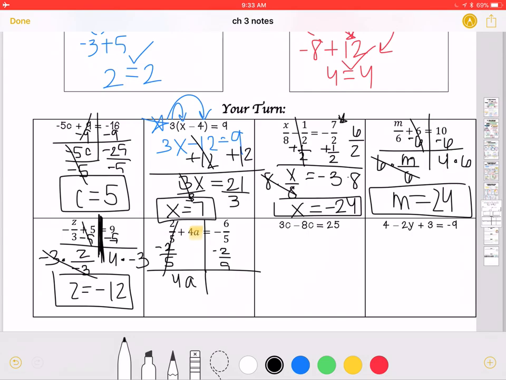I have 6/5 and 2/5. They're both negative, so I'm going to add them. So I get 8/5. Negative and a negative gives me a negative when we're adding. Keep the sign. Same signs, keep the sign. So now I still have to divide by 4.